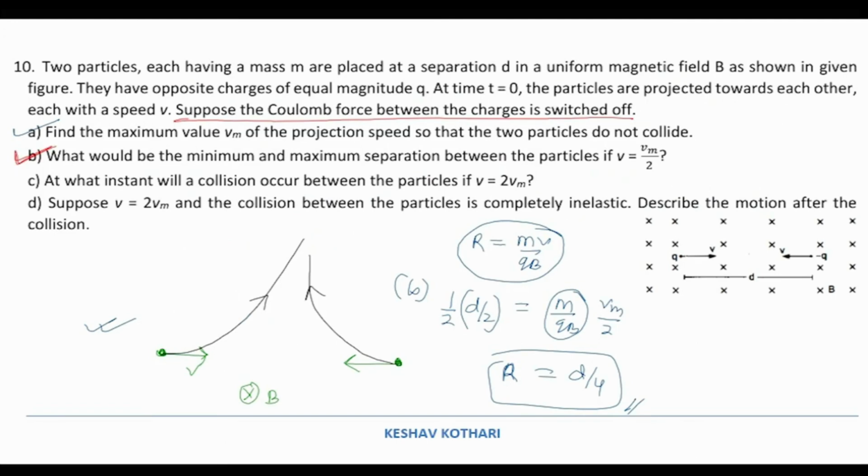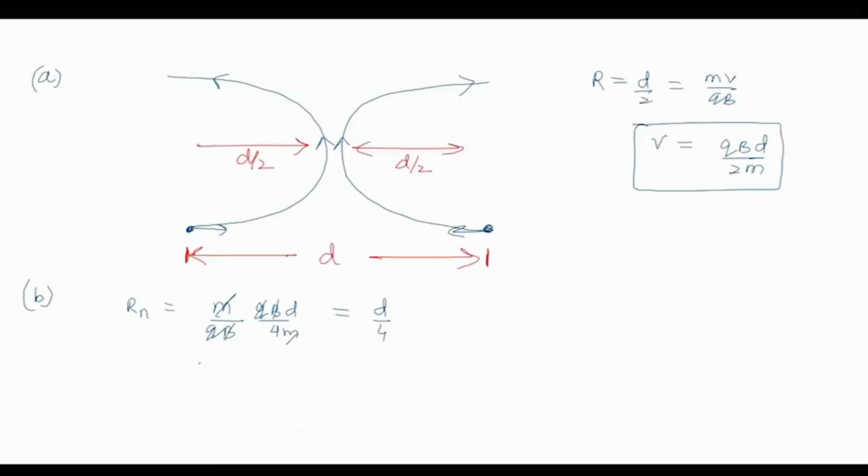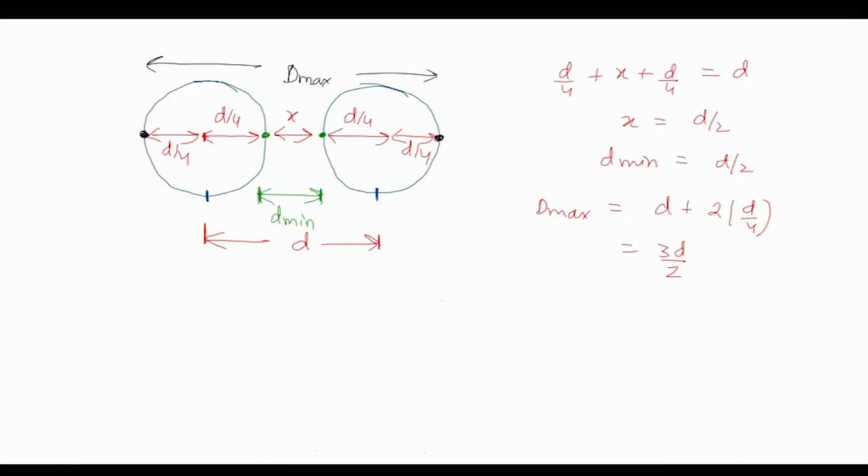Now if we come to the last part, at what instant will a collision occur when the particle speed is equal to twice Vm? So we are trying to calculate the value of time when the collision will take place. So in order for the collision to take place, both the particles must cover equal distances. This was B part, now we are dealing with C part. We are saying that the velocity is equal to twice of Vm.